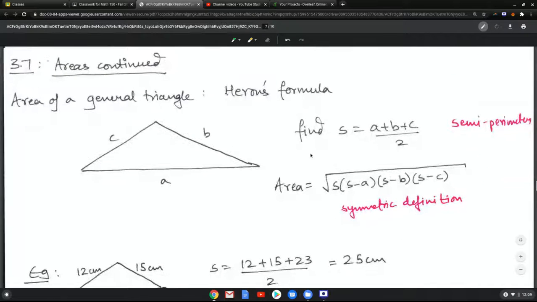Area of a general triangle. We use something called Heron's formula. It says given any triangle of sides A, B, and C, the process is that you find something called the semi-perimeter. It's semi-perimeter because it's half the perimeter. And the perimeter is the sum of the sides, so that's A plus B plus C, divided by 2 gives you S. And then the area becomes square root of S times S minus A, S minus B, S minus C. The definition is symmetric in this case.